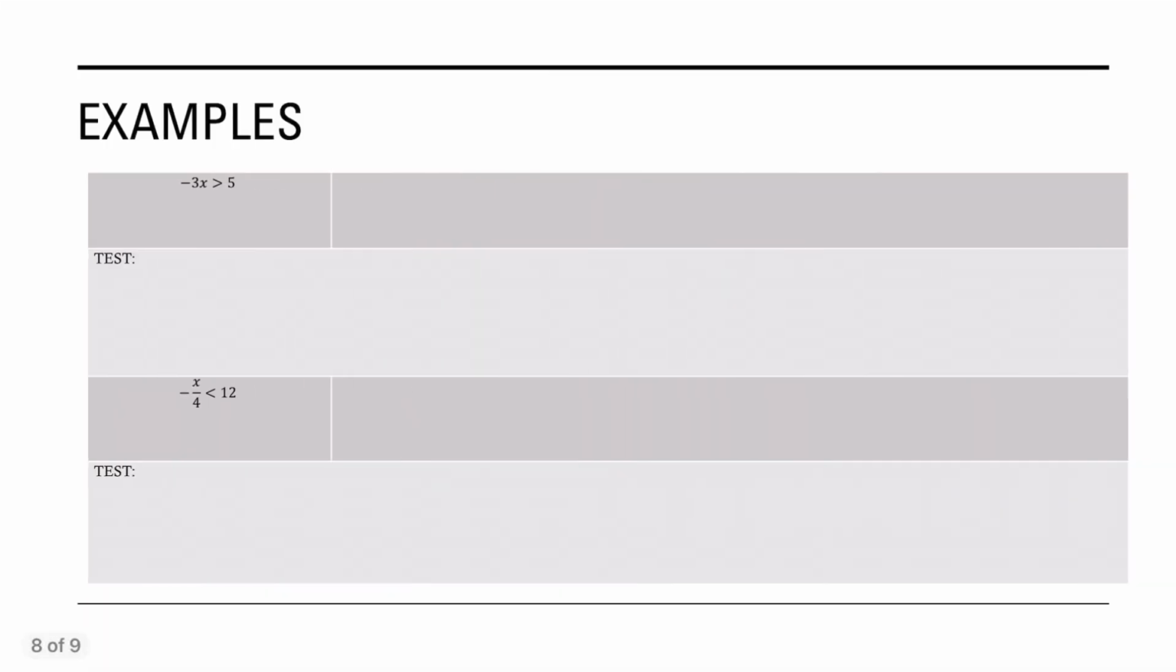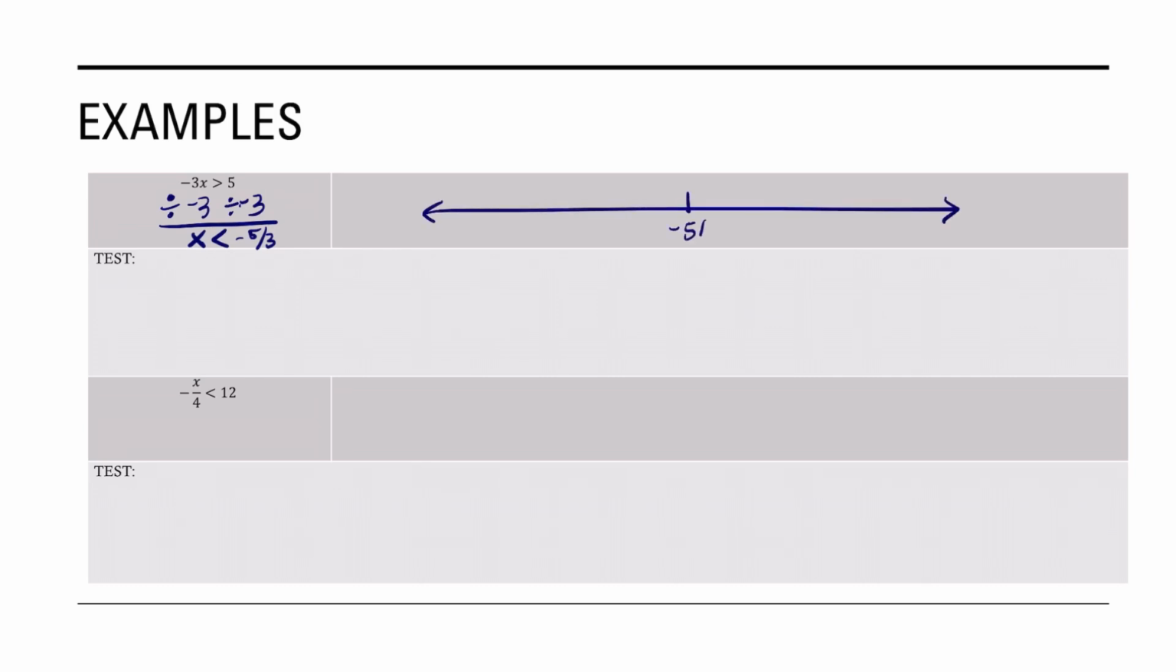So some examples here. I have negative 3x is more than 5. To get the x by itself, I'd have to divide by negative 3 on both sides. And so I'd have x, and this side is going to be negative 5/3. But instead of having more than, it's going to be less than. And I can see that on my number line. I'm going to have negative 5/3, and I'm using an open circle, and I'm going this way.